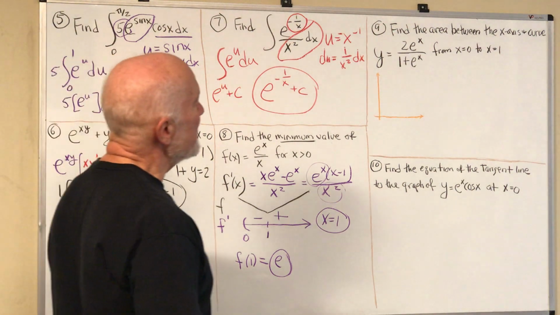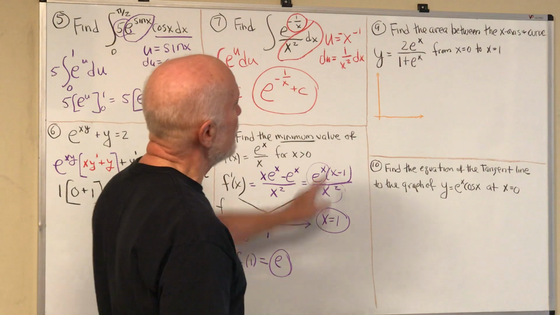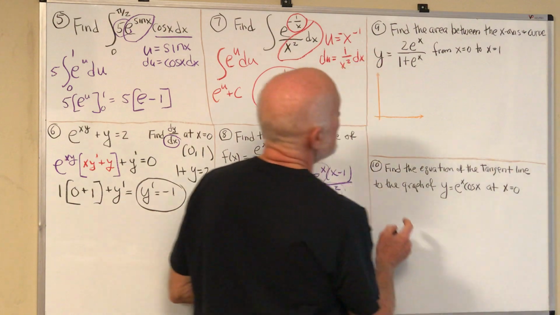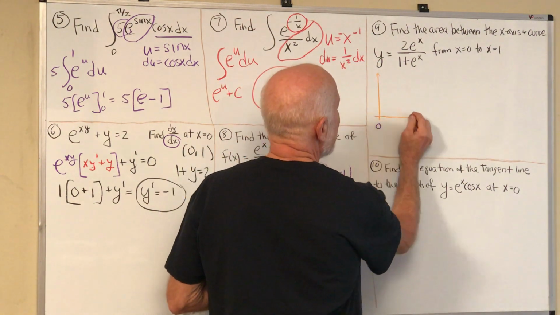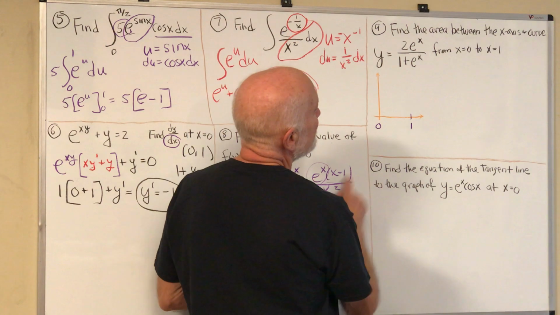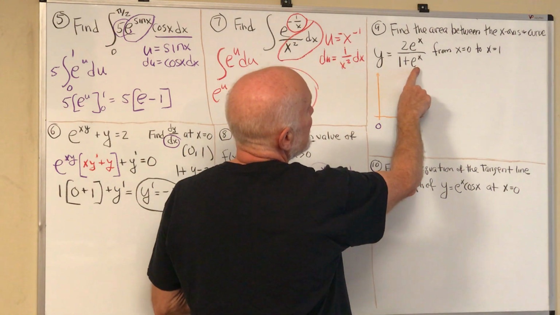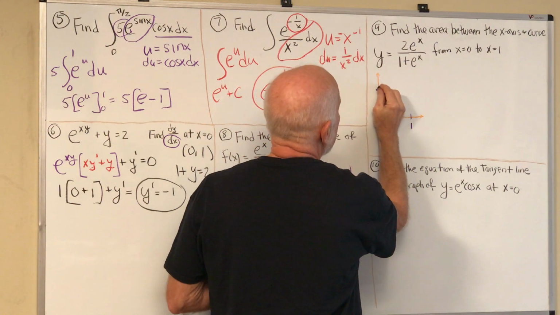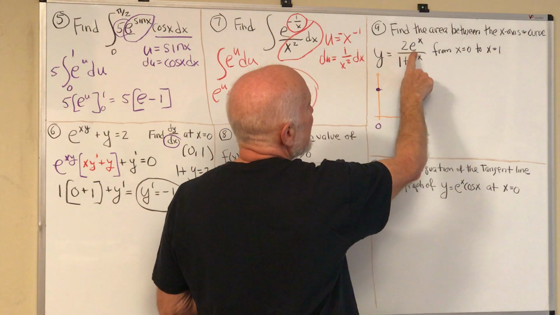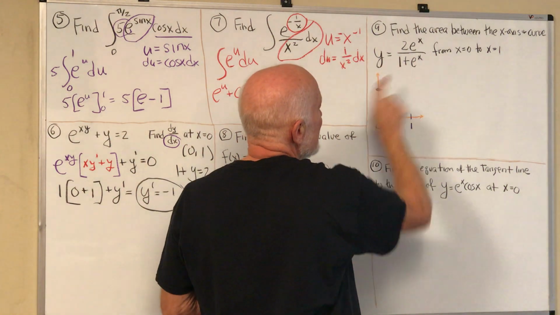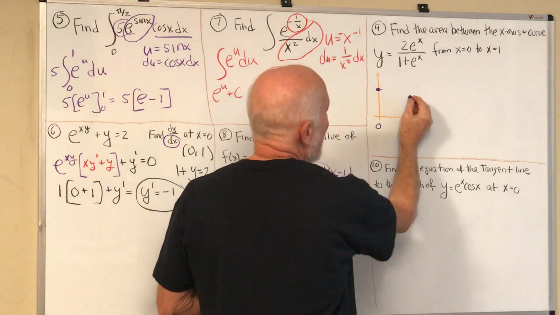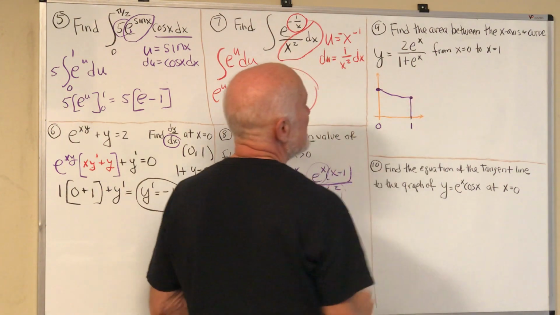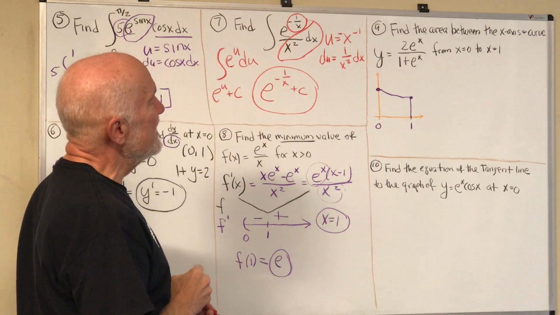Okay, now another thing that we did not too long ago is find the area between a curve and the x-axis. Well, this one's only between 0 and 1. And if I put in 0, I get 2 over 1 plus 1. So I get 1. And if I put in 1, I get 2e over 1 plus e. We know it's positive. It doesn't really matter if you've got it perfectly done. All we need to know is that it never dropped below the x-axis.